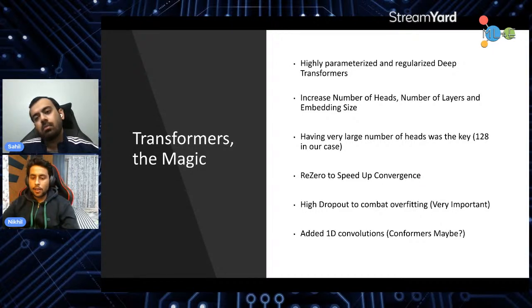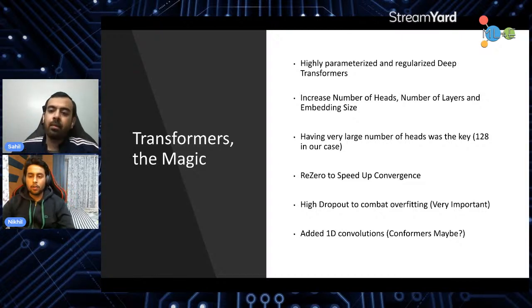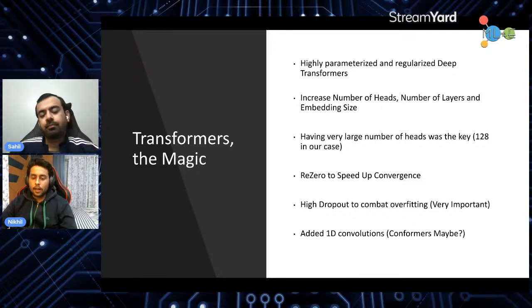So having a very large number of heads was the key for us. We had 128 different heads, right? Having more heads again just helps you learn more representations of your data, right? Yeah. So one more thing that we tried out was ReZero, right?